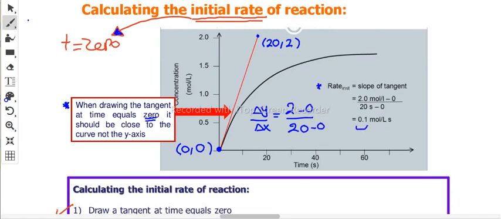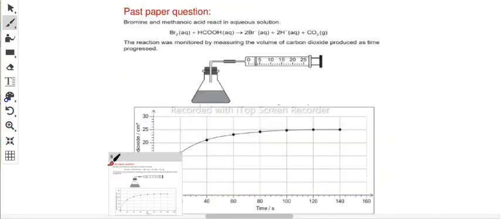Looking at the unit for the final answer, since the concentration is in mole per liter or decimeter cube, the unit will be mole over liter and second. You can, of course, rewrite this unit as mole decimeter to the power of -3 and second to the power of -1, since the property that we are measuring on the y-axis is the concentration.